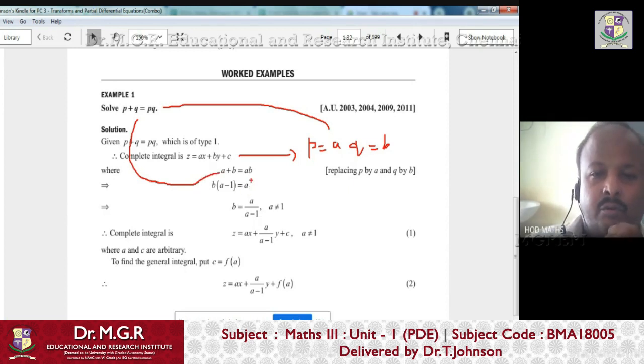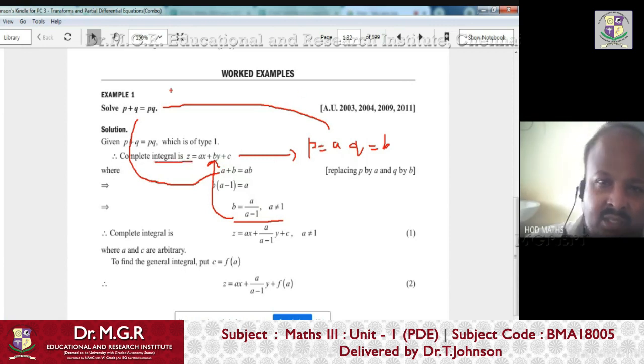From this relation, we have to find B in terms of A or A in terms of B. Usually we follow B in terms of A. Taking AB this side and B outside, and all the A terms on the other side, we can write B equals A by A minus 1. Once we get this, you have to substitute it in the solution, that is the assumed one. From this we get this, and from that we get this relation. Again we bring the same thing to our assumption, then in place of z, z is there.